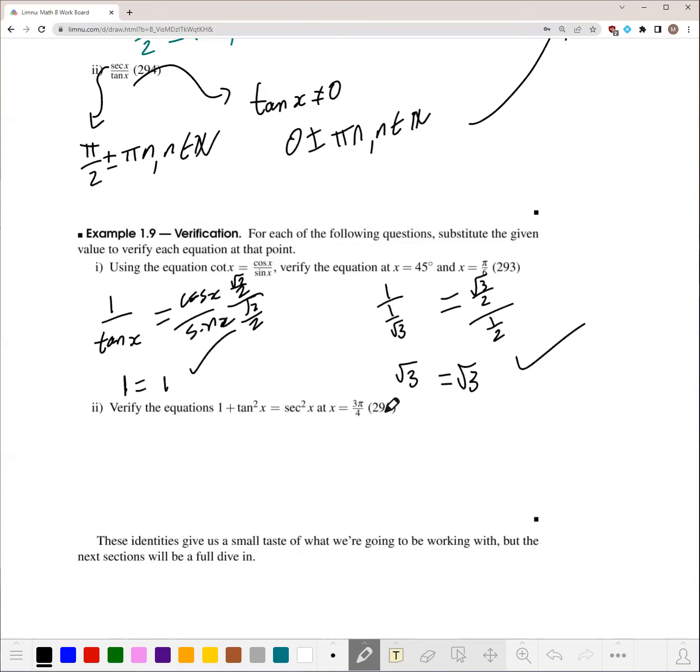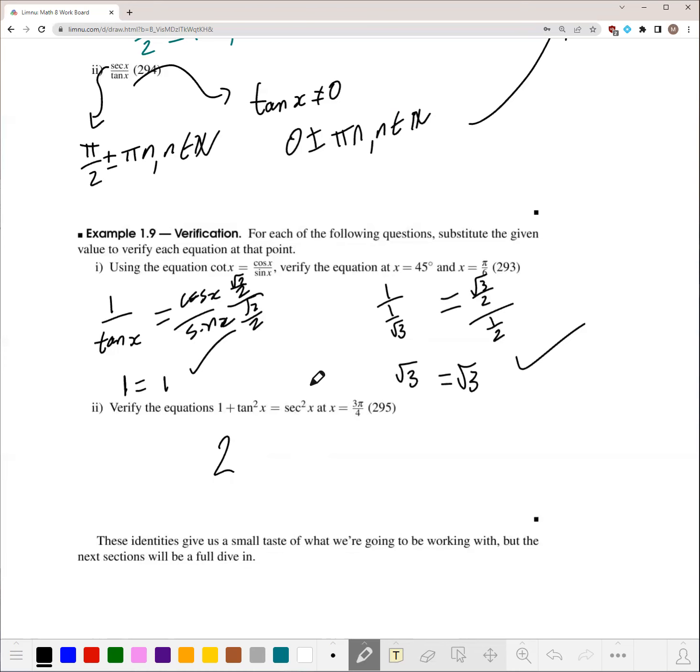Okay, this one's going to be a little silly for our first one. So we've got x equals 3 pi over 4. On our left-hand side, 3 pi over 4 has a denominator of 4, and so that means we have a tangent ratio that's either going to be +1 or -1. If I square it, it doesn't matter, it's +1. So our left-hand side is equal to 2. 1 plus 1 is 2. There you go, there's a math fact for you. 1 plus 1 does, in fact, equal 2.